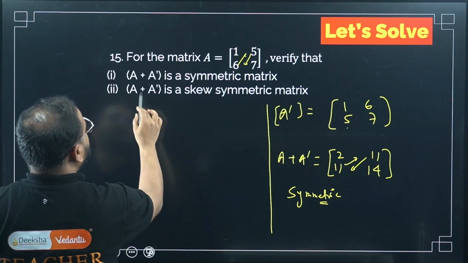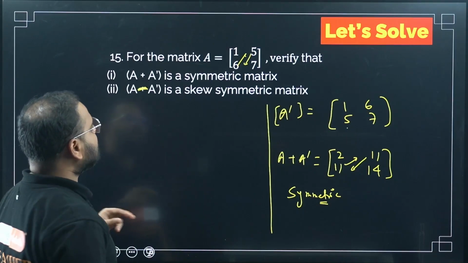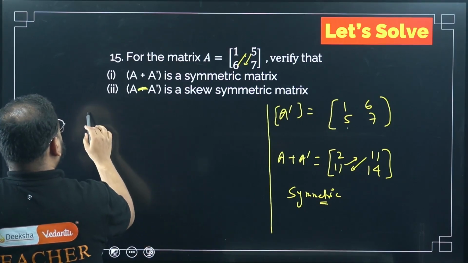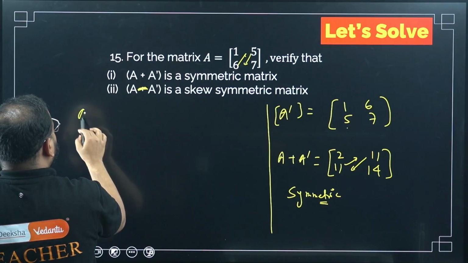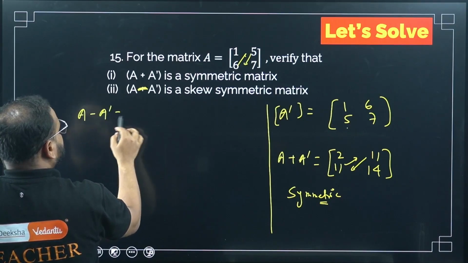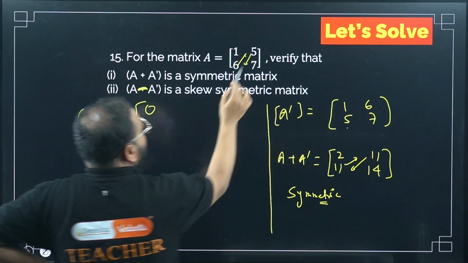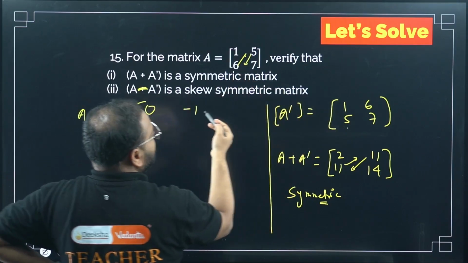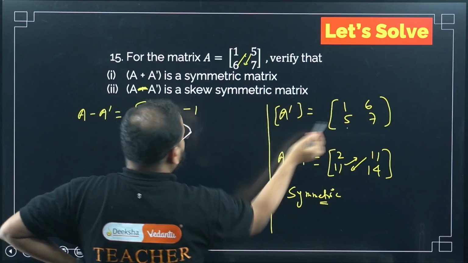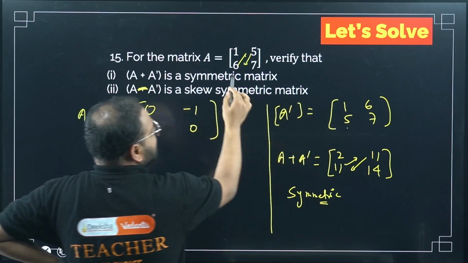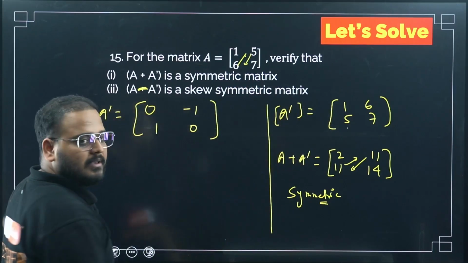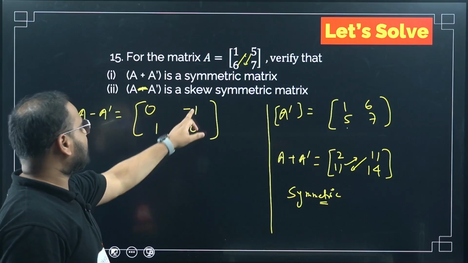This will be A minus A transpose. So let's do it. If I do that, I'll get what? 1 minus 1 will be what, bacha? 0. 5 minus 6 will be what, bacha? Minus 1. Okay. And what is this? 7 minus 7 will be 0 again. And what is this? 6 minus 5 will be 1. Yes, no? Diagonal is 0 and these are opposite in sign.